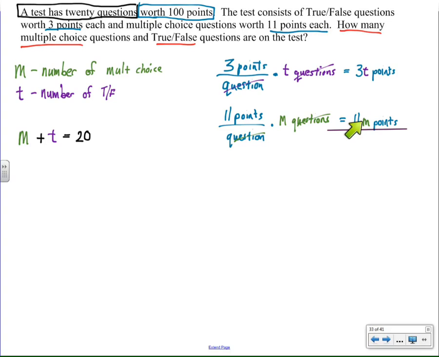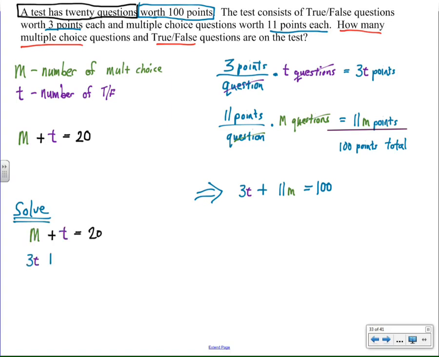So we can see that if we multiply the number of questions times the points per question, that gives us the total points available. What we know is we need 100 points on the test, which combines both true-false and multiple choice. In other words, we need 100 points total. If we add 3 times t points plus 11 times m points, we should get 100 points. This creates 2 equations with 2 unknowns.